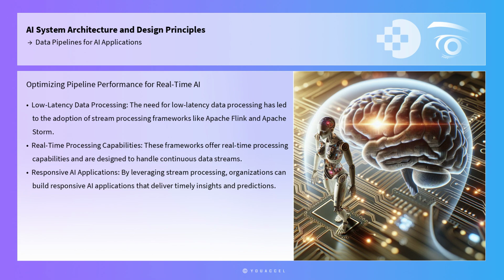Another challenge is optimizing pipeline performance to meet the demands of real-time AI applications. The need for low-latency data processing has led to the adoption of stream processing frameworks like Apache Flink and Apache Storm, which offer real-time processing capabilities. These frameworks are designed to handle continuous data streams, enabling AI systems to react to changes in the data instantaneously. By leveraging stream processing, organizations can build responsive AI applications that deliver timely insights and predictions.